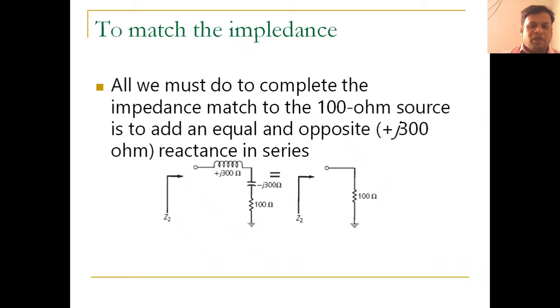Now we see that the source resistance is 100 ohms as well as the load resistance is 100 ohms. Now the impedance has been matched. The source impedance has matched the load impedance. So the new impedance Z2 is equal to 100 ohms. This matching has been done, and the circuit which was given to us has been changed to the 100 ohm resistor.